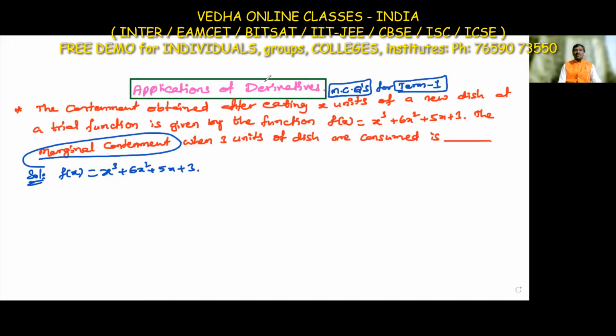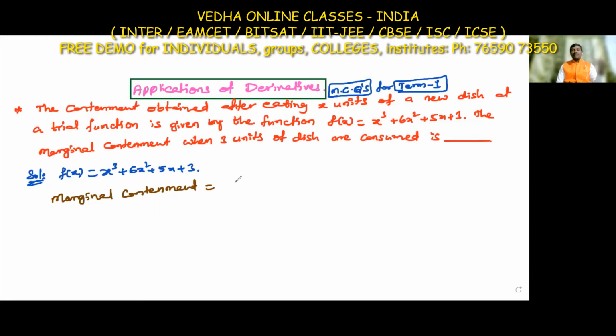Marginal containment. Okay. So here, marginal containment is nothing but the derivative of the function. If you want to find out the marginal containment or marginal profit or marginal cost like this, then you need to differentiate that function, d by dx of f of x. Okay. So now simply you differentiate that given function.